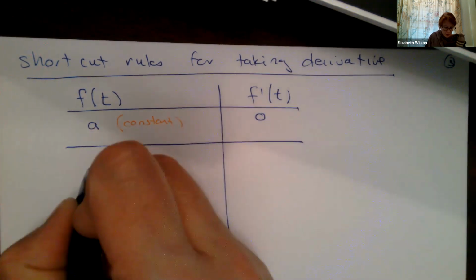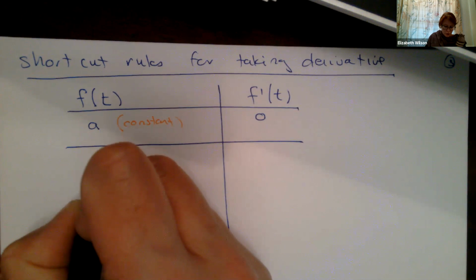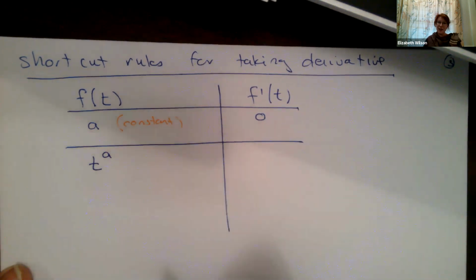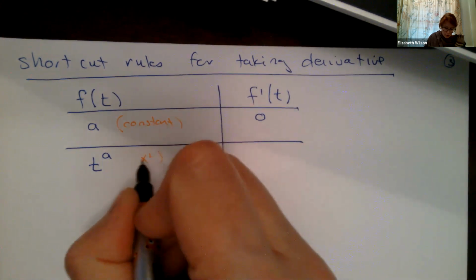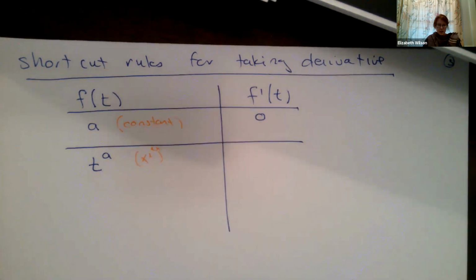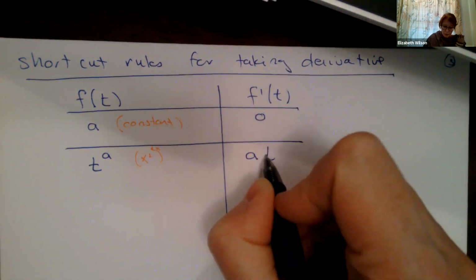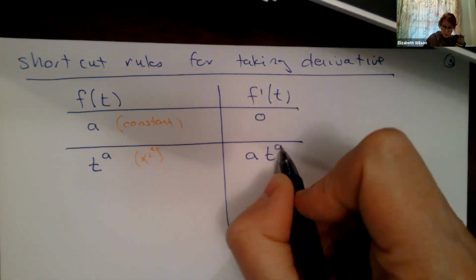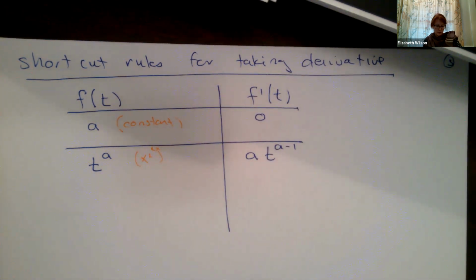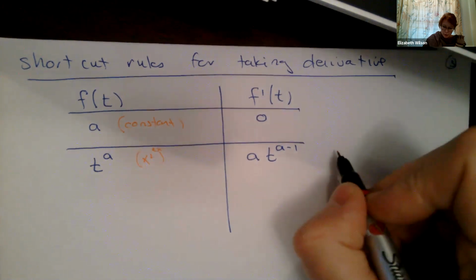I have a polynomial function, t to the a. This is like x squared, say for example. So what happens, this is called the power rule. I take my exponent, I bring it down, I repeat my variable, and I subtract 1 from the exponent that was there. Okay, this is called our power rule.